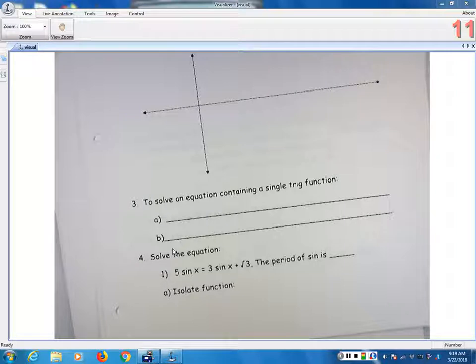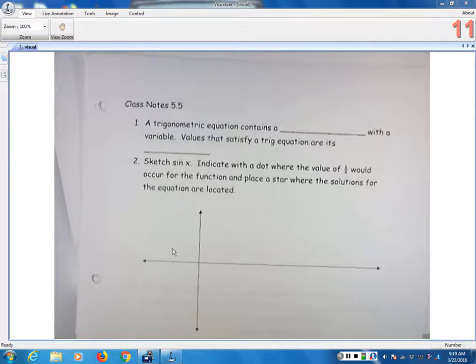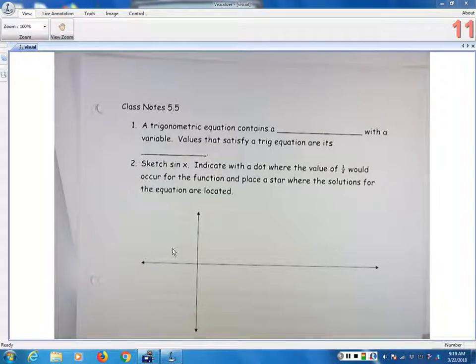Okay, what 5.5 does here, it brings back a little bit of the graphing for some reason. Should I stop the recording and start it again for 5.5, or should I just keep it rolling through 5.4 and 5.5? Yeah. All right. We'll just keep the integrity going.